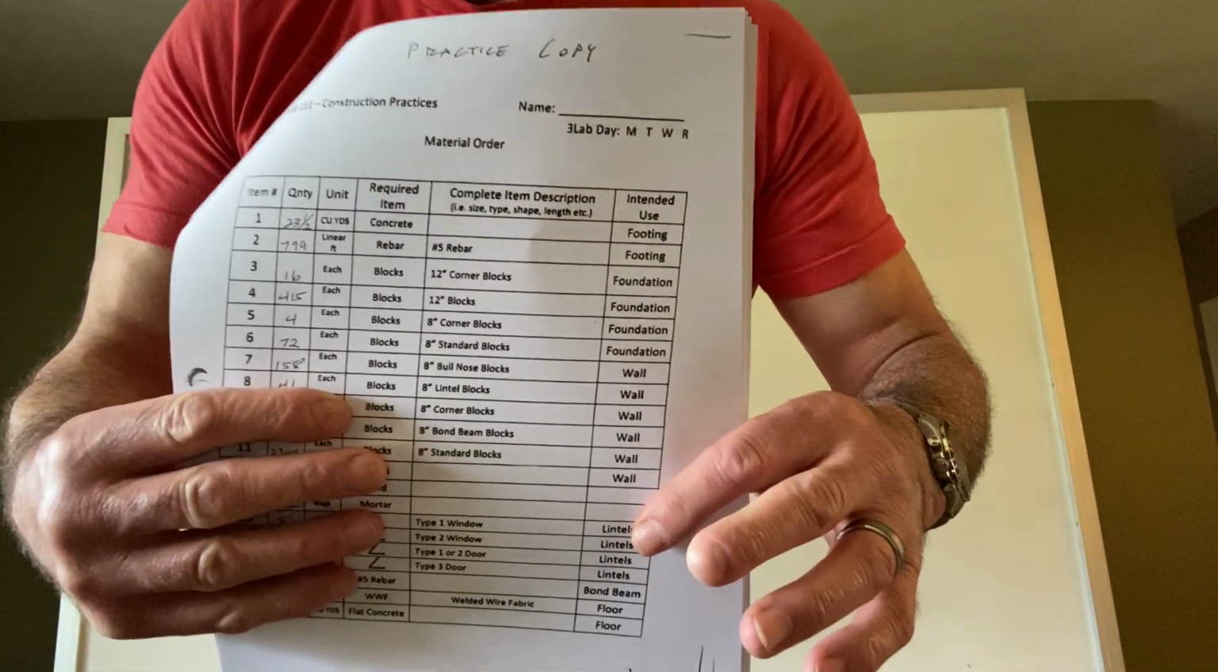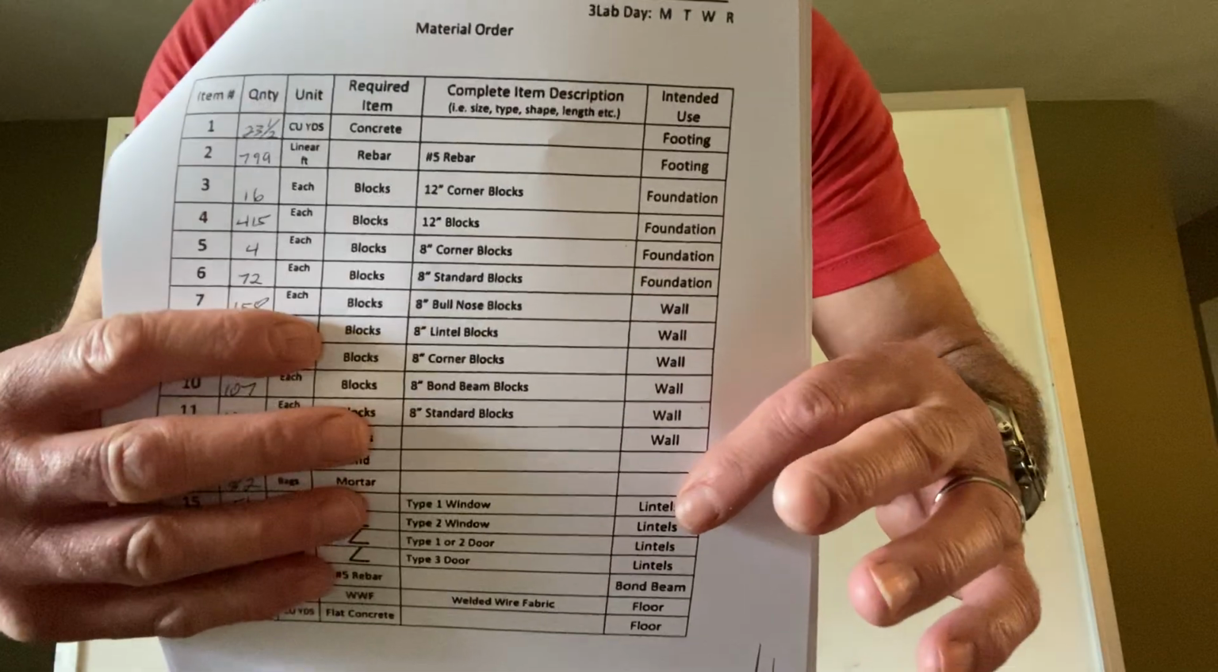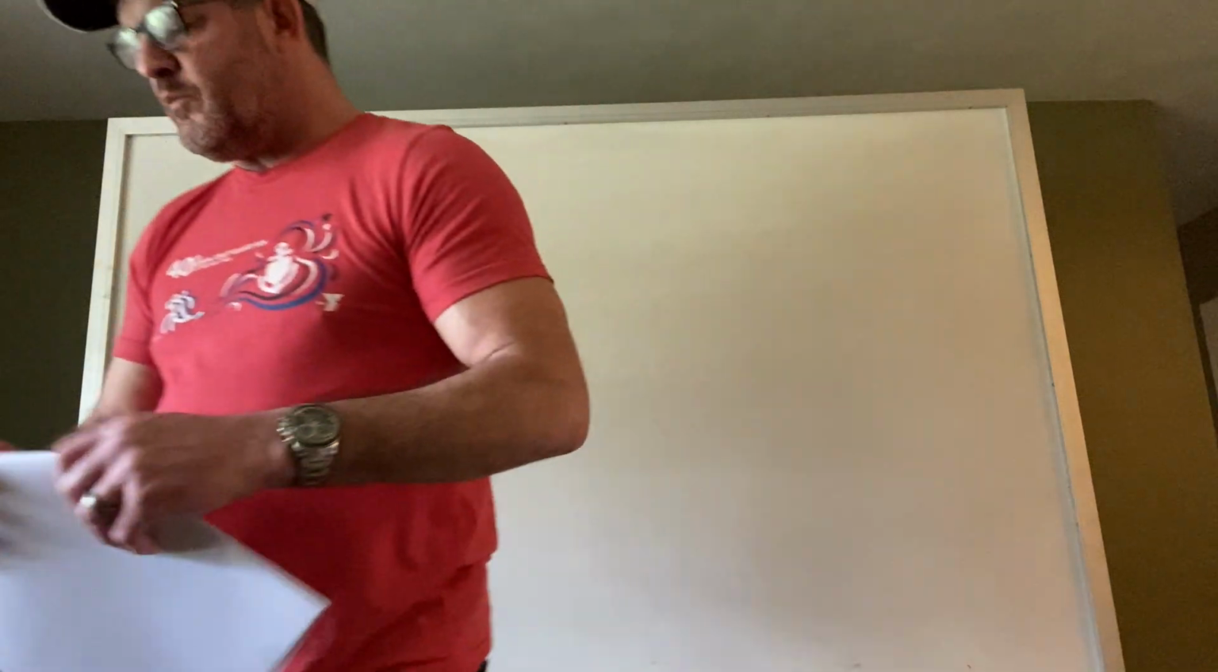Okay, so if everybody goes to their list, we can see that we stopped at our bond beam block. So bond beam block is the next one. Try and cover that up a little bit maybe. But again, we've got bond beam block, which is item number 10. So what did we say?